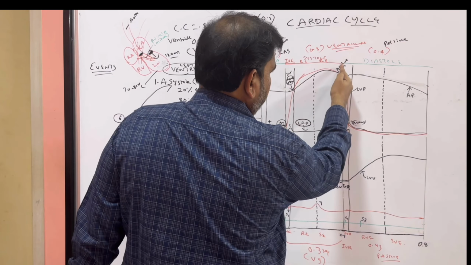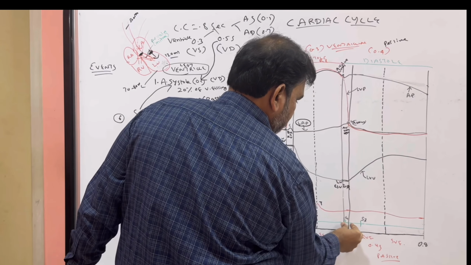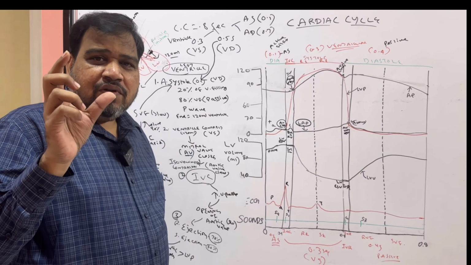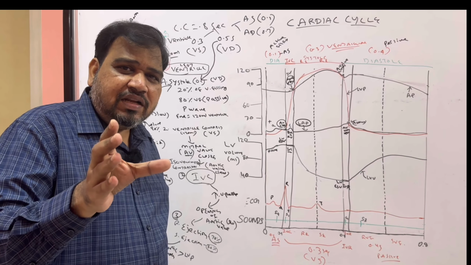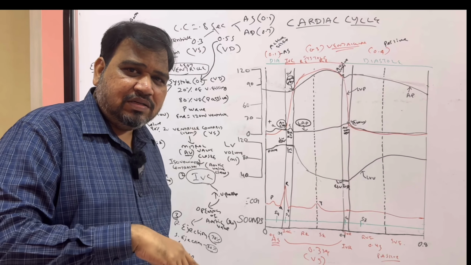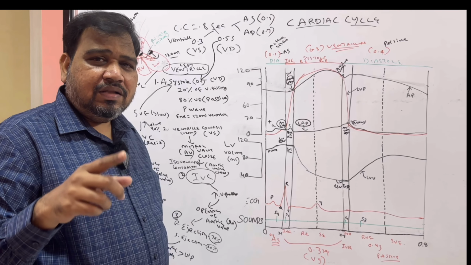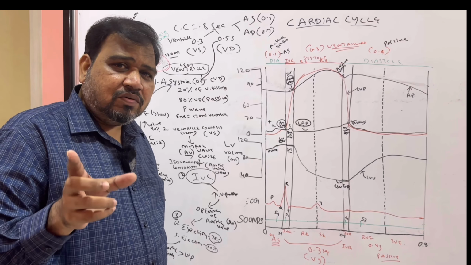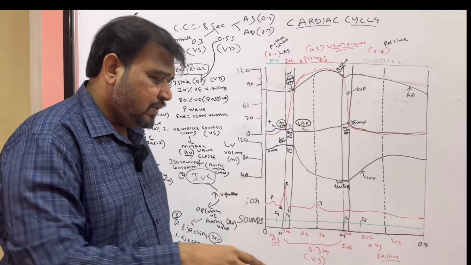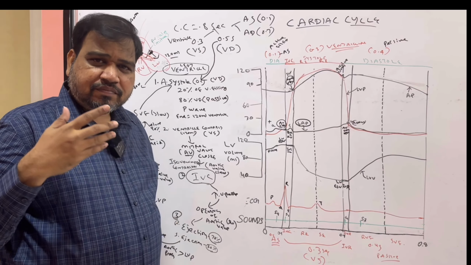Just to concentrate, the aortic valve is closed. See the second heart sound. So the first heart sound initiates the beginning of the isovolumetric contraction phase. The second heart sound initiates the beginning of the isovolumetric relaxation phase, because the second heart sound is due to closure of the aortic valve. The first heart sound is due to the closure of the AV valve.